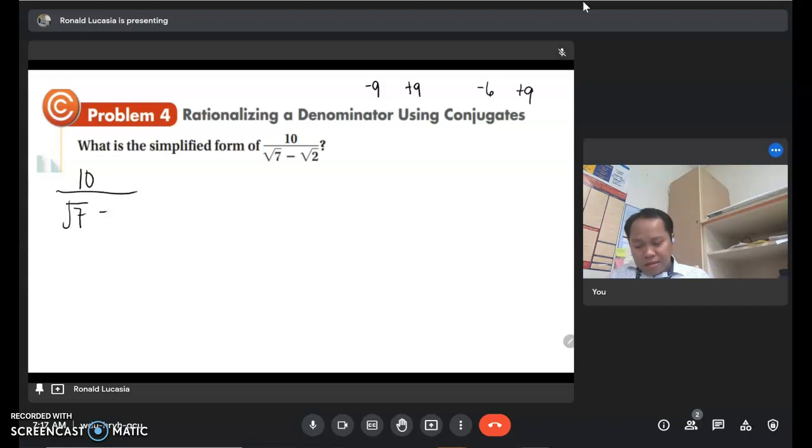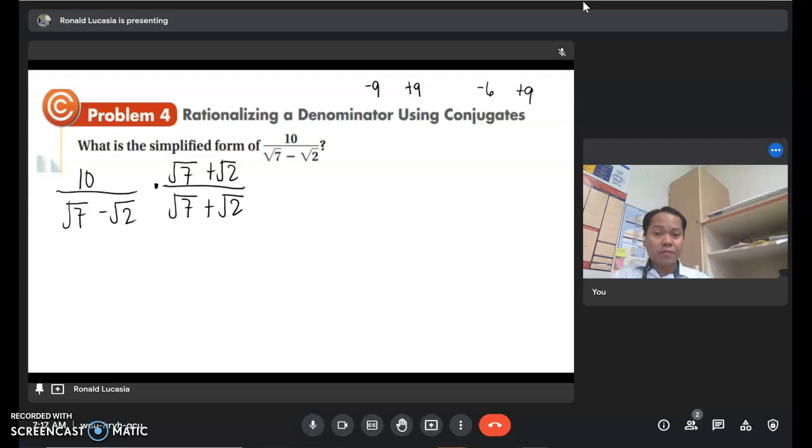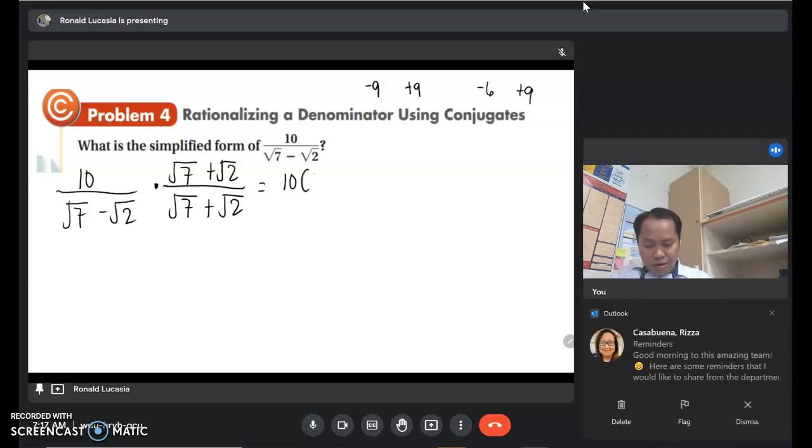So here, the conjugate of the denominator, the square root of 7 plus the square root of 2 over the square root of 7 plus the square root of 2. Remember that we get the conjugate of the denominator. And the conjugate of the square root of 7 minus the square root of 2 is the square root of 7 plus the square root of 2. And then since that is multiplication, you multiply the numerator, which is 10, and the square root of 7 plus the square root of 2.